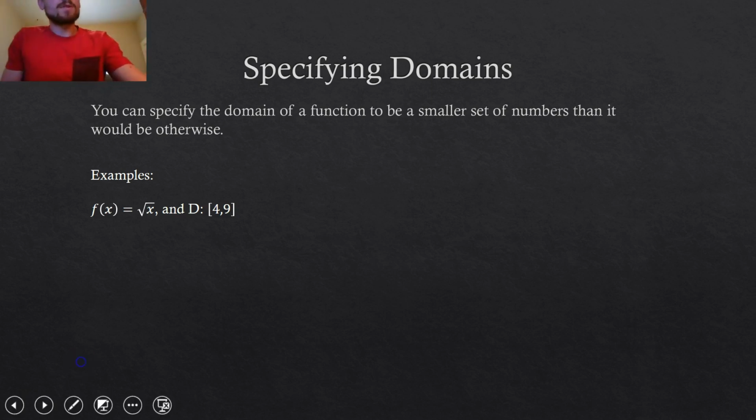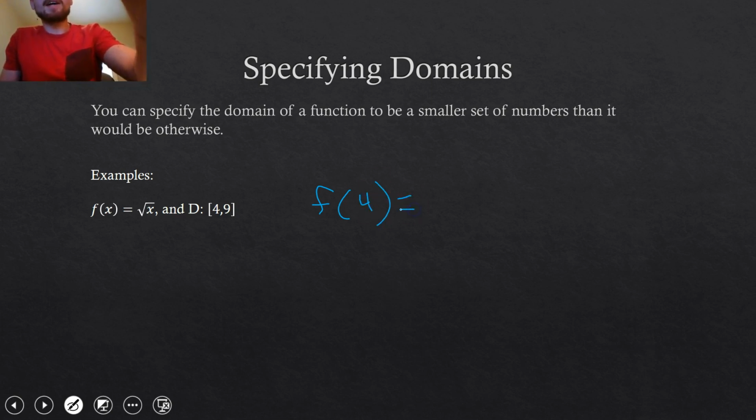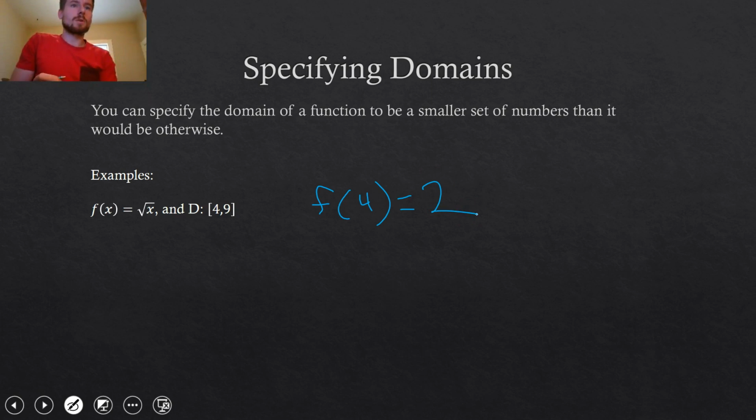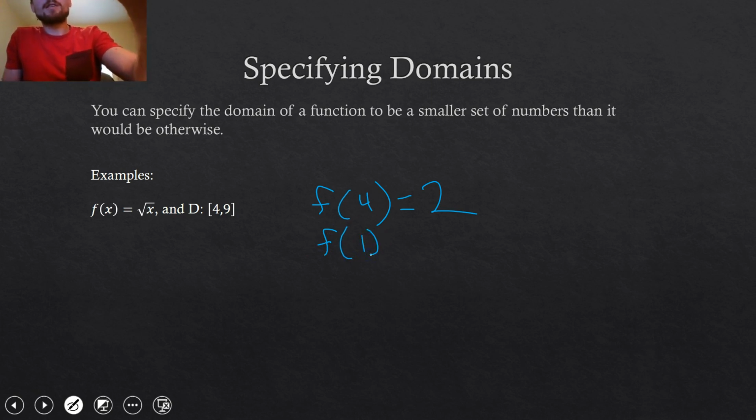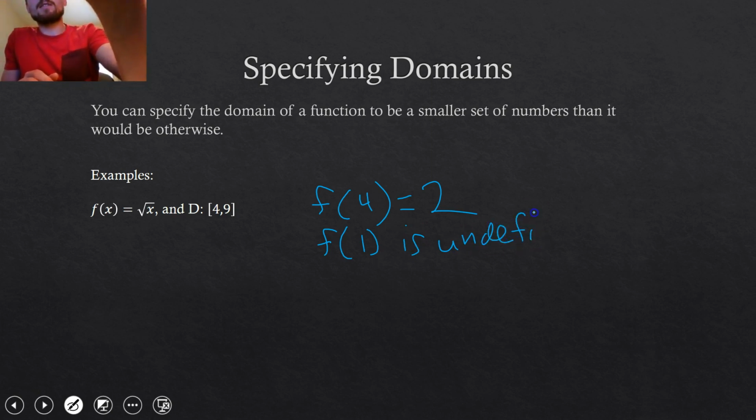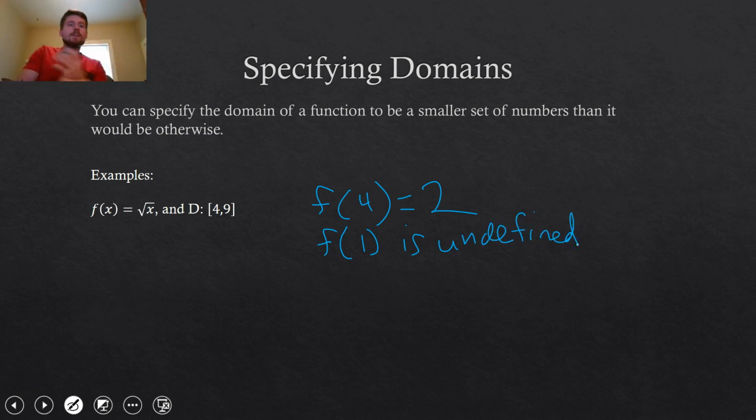So, for example, with this definition for f, if I want to evaluate f of 4, that's fine. I get the number 2, right? Because the square root of 4 is 2. And if I try to evaluate f of 1, that's actually undefined. It has no answer because 1 is not in our domain. Even though you can take the square root of 1, for our function f here, f of 1 doesn't make sense because of that domain.